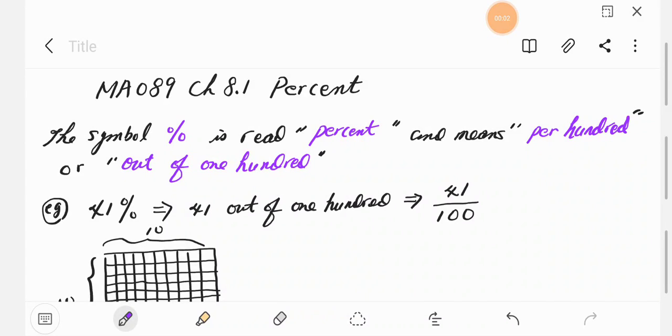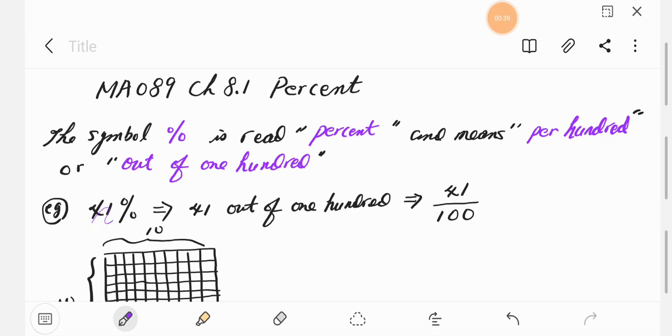Chapter 8.1, percents. In this section we will learn how to convert a percent into a fraction and/or decimal, and vice versa, converting a fraction and decimal into a percent. The symbol percent is read as percent, which means per 100, or out of 100.